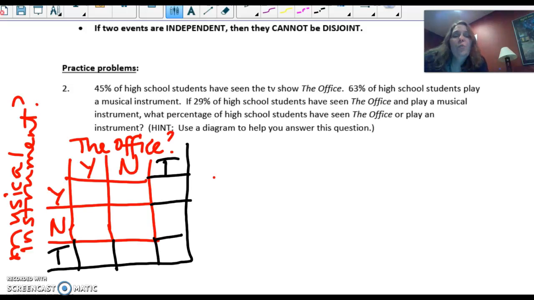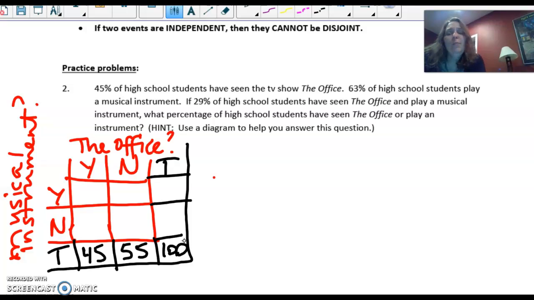Okay, so I've set up this two-way table where, again, either you have or have not seen The Office, either you do or do not play a musical instrument, and now we can fill in the percentages. It says 45% of high school students have seen the TV show The Office. So where it says The Office and yes, go all the way down to the bottom and we'll put in 45%. If 45% say yes, that means 55% said no because we must always have a total of 100%.